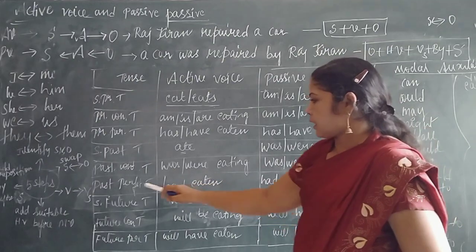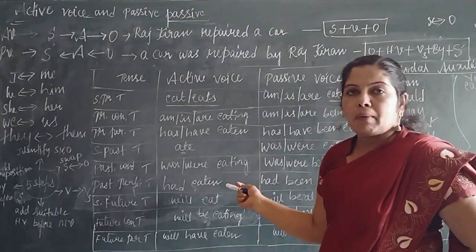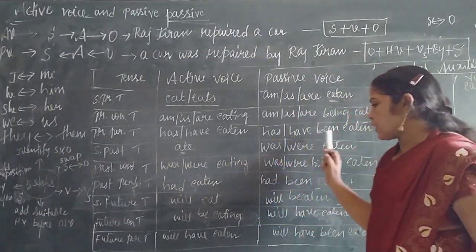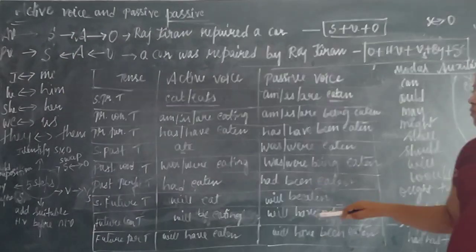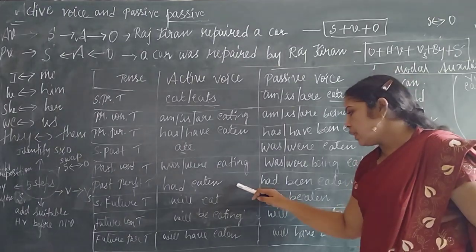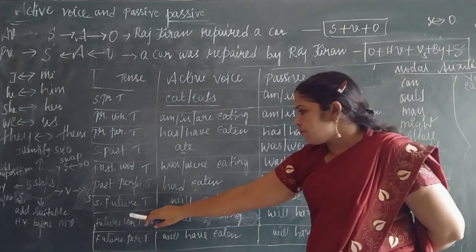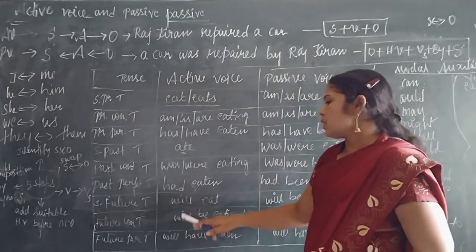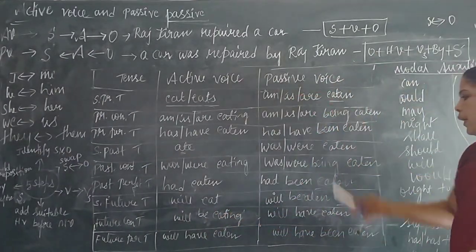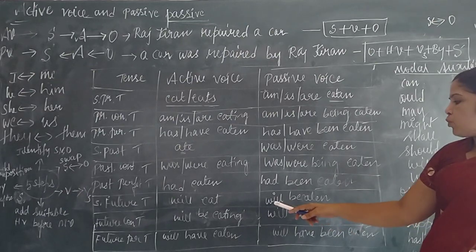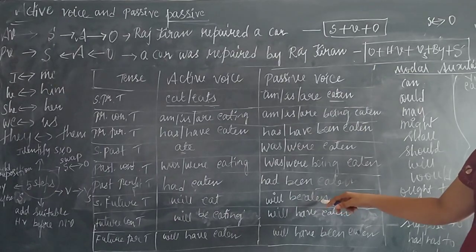And past perfect tense. Generally in past perfect tense, we will have the helping verb "had" followed by the past participle form of the verb. In passive voice, you have to add "been" to make "had been eaten." If it is "she had eaten an apple," it becomes "an apple had been eaten by her." In simple future tense, we will have the helping verb "will" followed by the verb. In passive voice, it will become "will be" plus "eaten." We have to add "be" followed by "eaten."